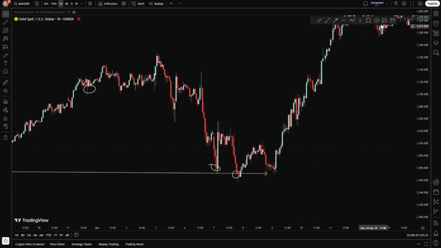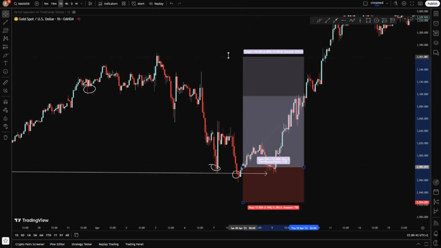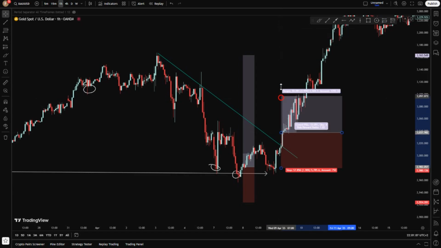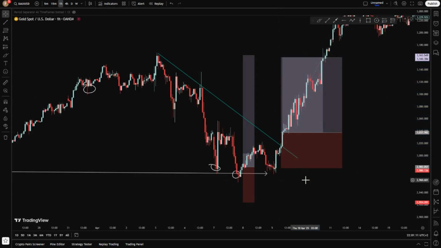This is the classic 3-touch structure we want to see before entering a trade. From this point, we have two options. Risk entry: entering within the pattern after spotting a clean rejection candle on the third touch. Or we can play it safe with a reduced risk entry, entering after the breakout is confirmed to the upside. And as you can see, this setup played out beautifully, smashing both take profits.